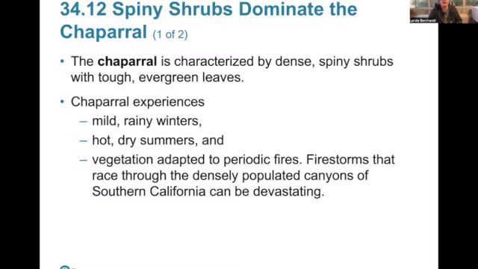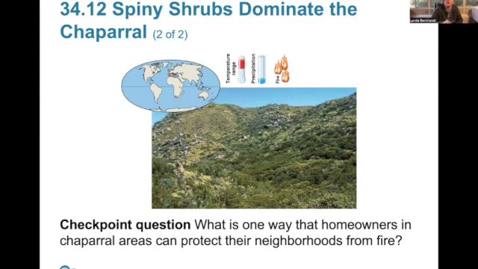Mild rainy winters, hot dry summers, periodic fires, firestorms. This is going to be a whole Southern California thing. My brain keeps going to the other PowerPoint I usually use for this that has different pictures, and I keep getting thrown. But this is a picture right here.